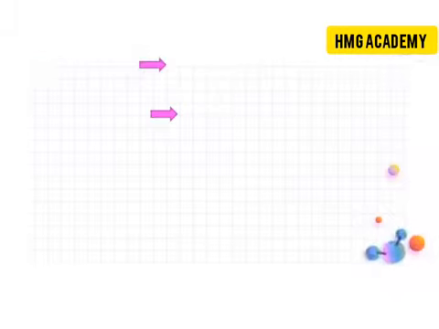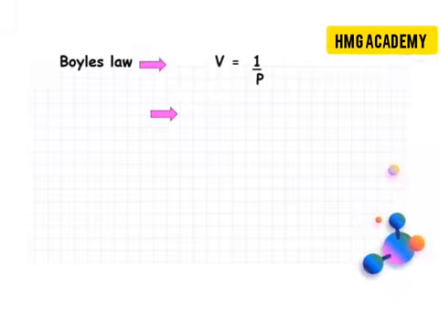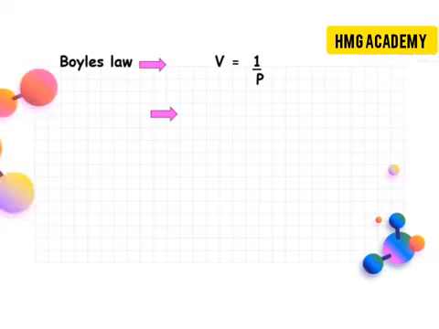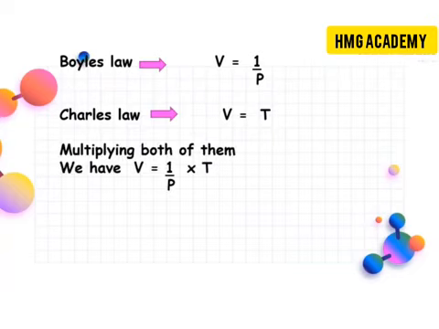So now, to combine both of them, you will see Boyle's law says volume is inversely proportional to pressure, while for Charles' law, the volume is directly proportional to temperature. To combine both of them, we're going to multiply the two equations. Now, multiplying both of them, you will see that volume is equal to 1 over P times the temperature.